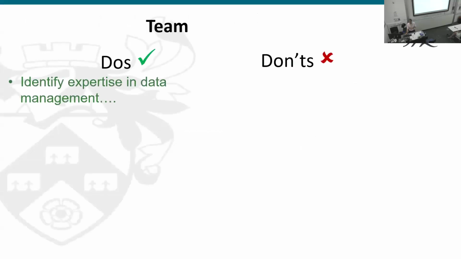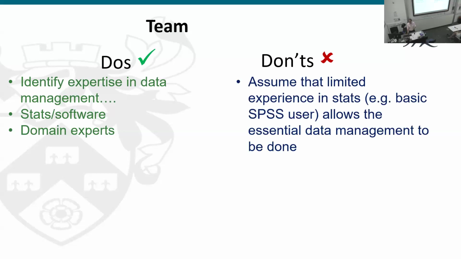So in terms of teams, do identify experts in data management, because data management is 99% of it, not just the analysis. You need people who know what they're doing in stats software, and also domain experts who understand how to interpret the results and make decisions about the data. Don't assume that limited experience in stats, for example basic SPSS use, allows essential data management to be done, because sometimes you have to merge and join data sets in a particular way.